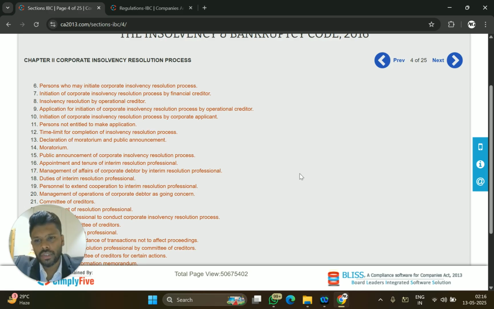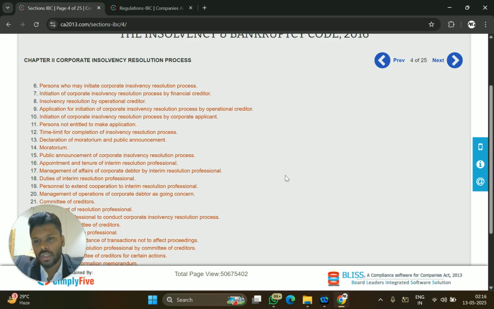Once the EOI is submitted, the RP will process those EOIs. He will see whether the EOI is in proper format, whether the resolution applicant meets the eligibility criteria, and whether the EMD, which is required to be submitted along with the EOI, is submitted in the proper prescribed manner. When all these conditions are satisfied, the RP will issue a provisional list of PRAs. That provisional list of PRAs will be shared with all the PRAs as well as the COC members.